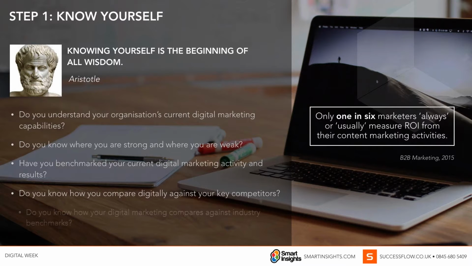So we've got a few things to help you understand yourself. Understand your organization. What are your current digital capabilities? Do you know where you're strong and where you're weak? What bits are you performing well as a team? What bits do agencies or other people help you with to get to where you are? How do you know you're doing well? Have you benchmarked against the current digital activities and results? And do you know how you compare against your key competitors? We're going to look at these points in a bit more detail so we know where we are against the industry, our competitors, and ourselves.